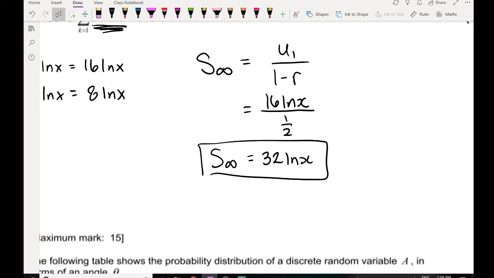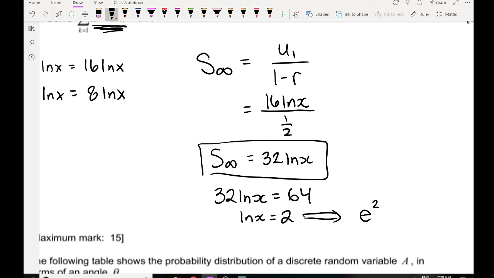So the way I set up my equation is that 32 ln x is equal to 64. There's some commonality between 32 and 64. If I divide 64 by 32, I just get 2. So ln x equals 2. If I rewrite that as an exponential, it becomes e to the 2 equals x. And I am done there.